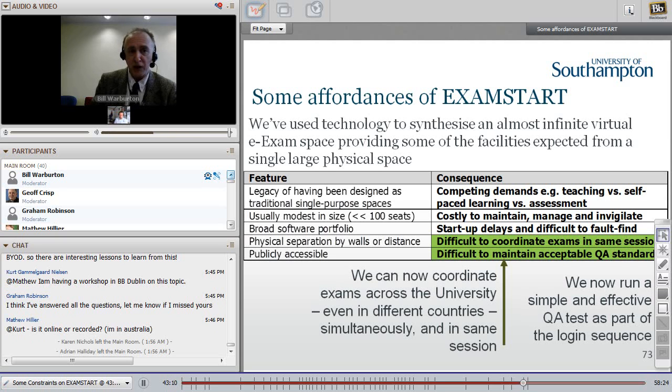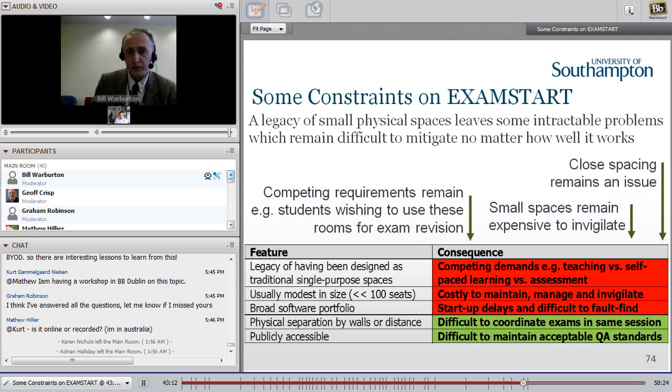Those competing demands from legacy spaces and the modest size and the broad software portfolio we're still struggling with. Close spacing remains an issue because they're cheek by jowl. We really jam the workstations in these rooms to get the best bang for buck. The small spaces remain expensive to invigilate, and the competing demands, for example, of students wishing to use the rooms for exam revision just about the time when we want to use them for exams is going to continue to be a problem, I'm sure.